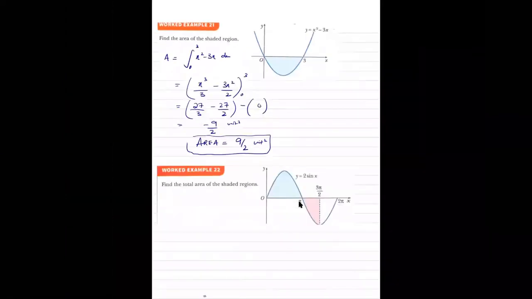If you're done, you can try the next question as well. But the technique that you need to use in the next question is that you are first going to find the area between 0 and pi because that lies above the x-axis, and then you are going to have a separate integration for the function from pi to 3 pi by 2, and then at the end you are going to add the two answers.